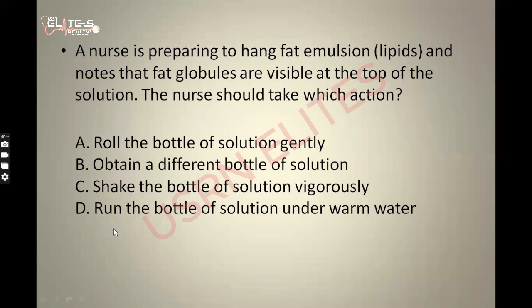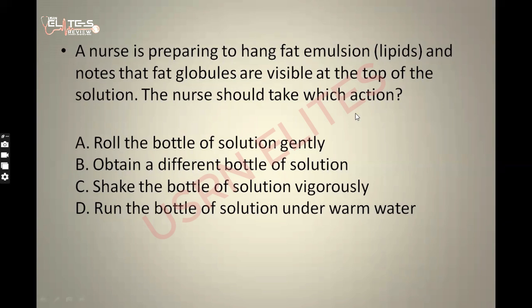Okay. So with this scenario, the nurse should obtain a different bottle of solution, because this might indicate that the solution is either expired or something happened. It's supposed to dissolve well. The solution is supposed to be a smooth one, because when you give this, it's going to cause a lot of complications, either clot formations and other things. So you go for changing the solution to a different one. Are you sure? Do you think it is necessary? Yes, it should be.